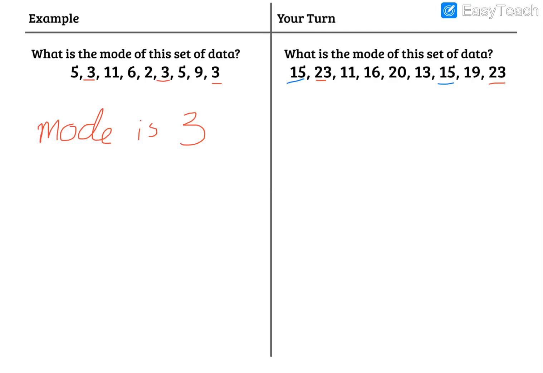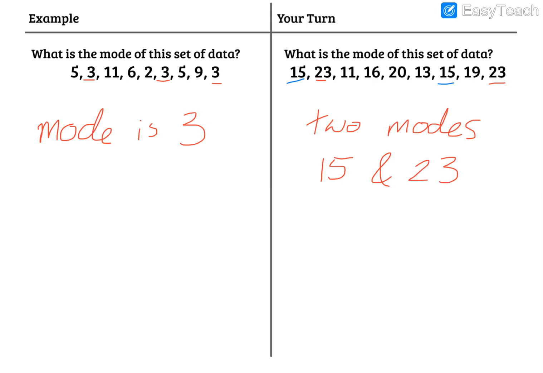So it looks to me like these are both the mode. So 23 and 23, that comes up twice. 15 and 15, that comes up twice. Everything else only comes up once. So they are both the mode. So there are 2 modes. And the 2 modes are 15 and 23.